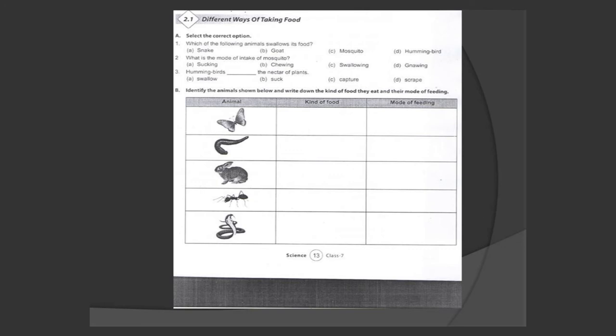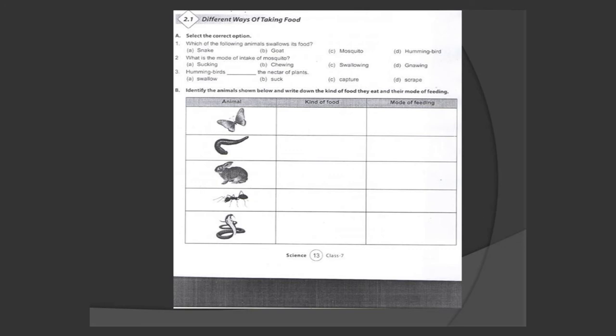Second question, what is the mode of intake of mosquito? By the method of sucking. Mosquito will suck blood. Third question, hummingbirds suck nectar of the plants. So the answers: first, B goat; second, A sucking; third, B suck.